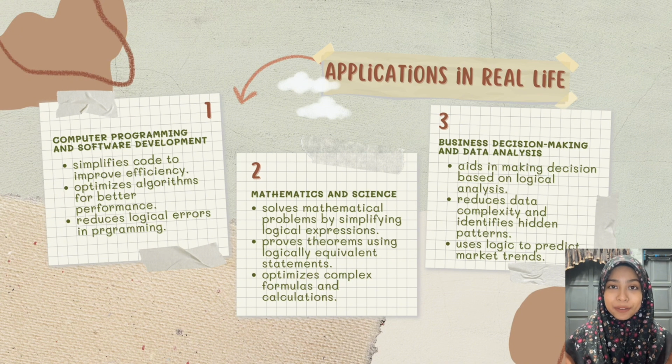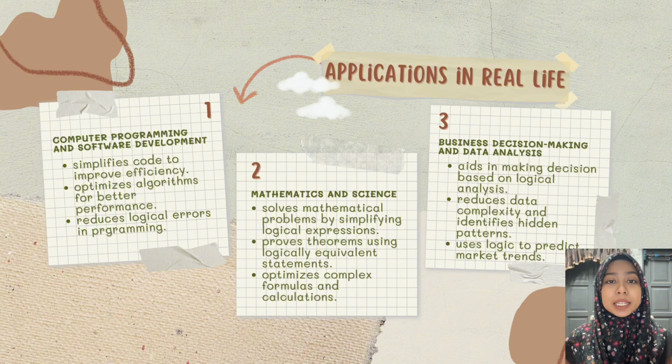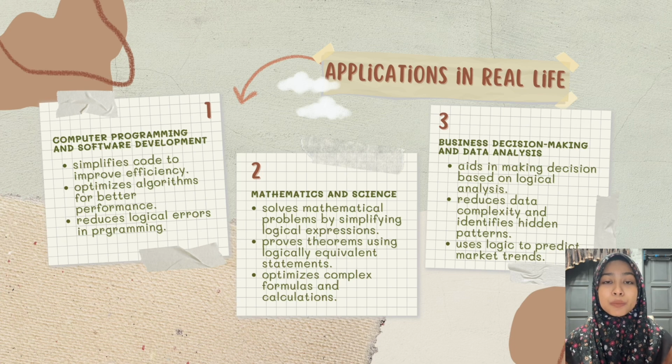Secondly, logical equivalence is also applied to mathematics and science. In mathematics and science, logical equivalence helps solve problems by simplifying complex logical expressions, making calculations more manageable. It is essential for proving theorems, as using logically equivalent statements allows mathematicians to demonstrate the truth of propositions in different forms. Additionally, logical equivalence optimizes intricate formulas and lengthy calculations, ensuring that scientific and mathematical work is both precise and efficient.